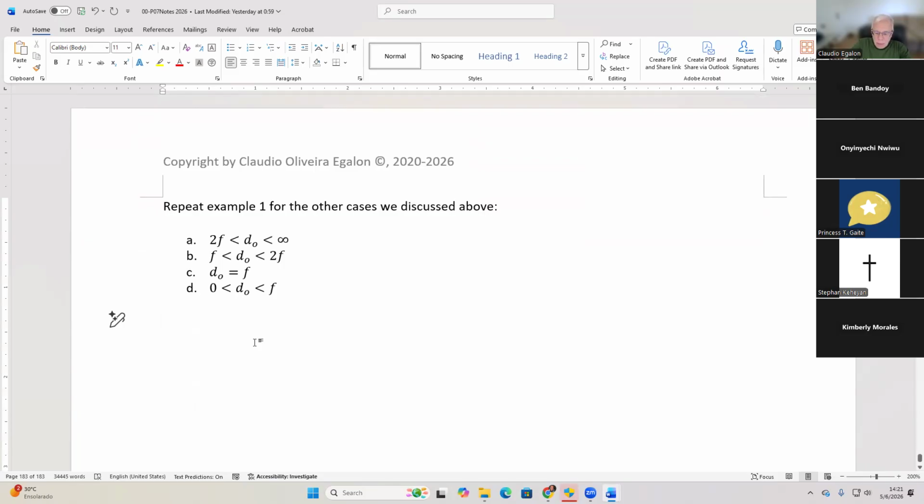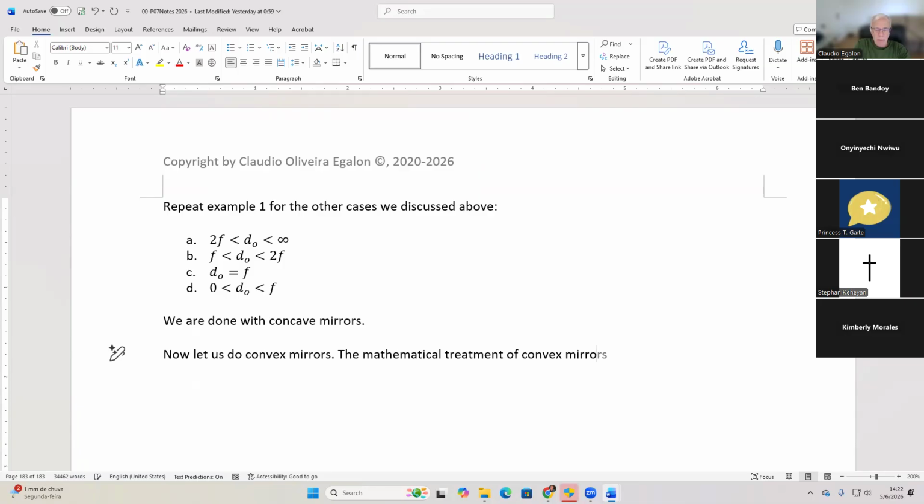And we are done with concave mirrors. Now let us do convex mirrors. Convex mirrors is simpler. The mathematical treatment of convex mirrors is simpler than the mathematical treatment of concave mirrors, right?